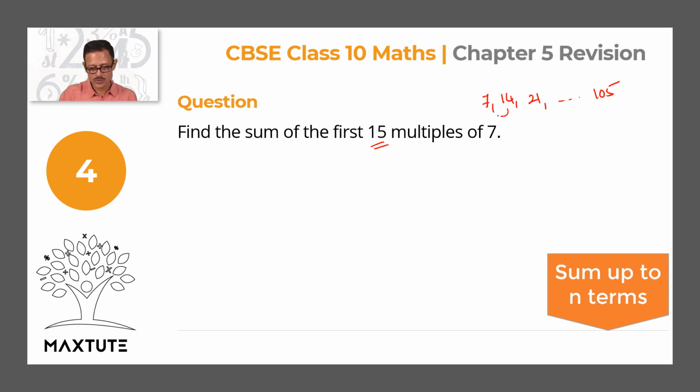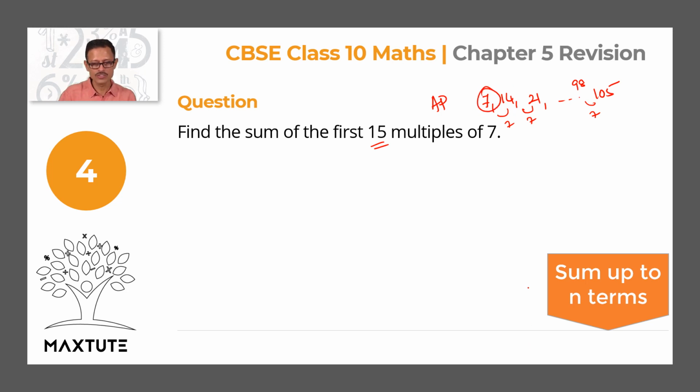First things, the difference between these two terms is a 7. Difference between these two is a 7. Last term is 105. The last but one would be 98. So the difference is going to be a 7. The difference between any two consecutive terms is a 7. If the next term is obtained by adding a fixed number to the preceding term, obviously we are talking about an AP.